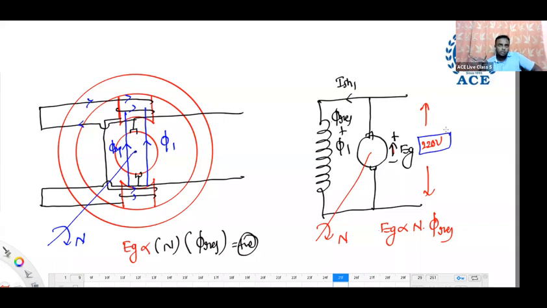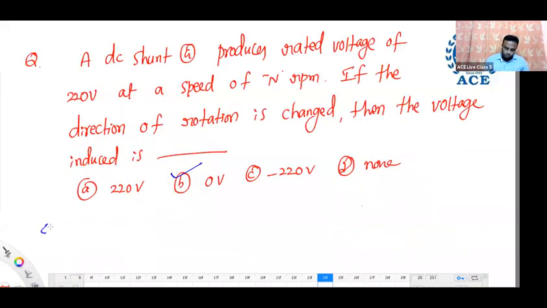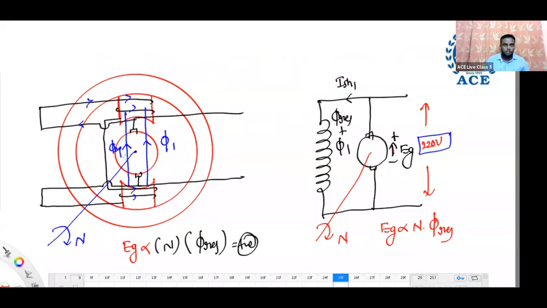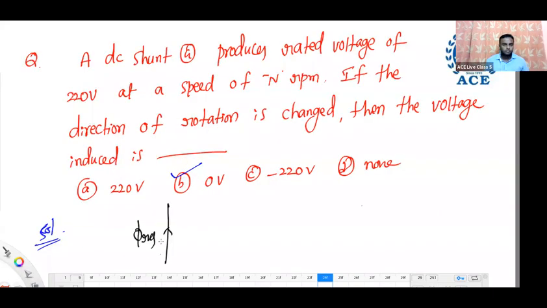What is the question now? Direction of rotation reverse. Residual flux is the same, not mentioned. That's why, see, proceed like this. Direction of rotation reverses, residual flux remains the same. That's why I'm taking the upward direction, same as upward. Okay, now what is Eg? Proportional to n. What is the direction of rotation now? Reverse. So minus n I am taking. Residual flux remains the same. Don't change. Same as it is.